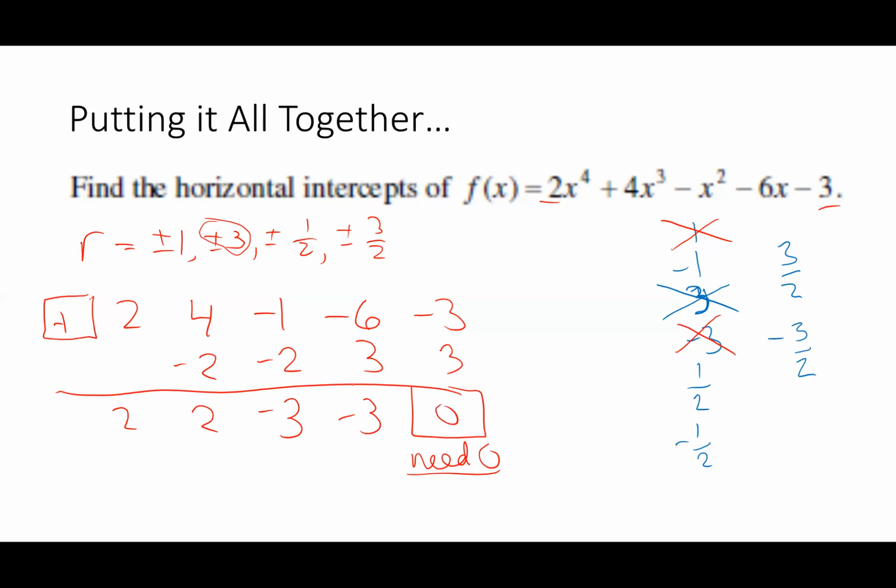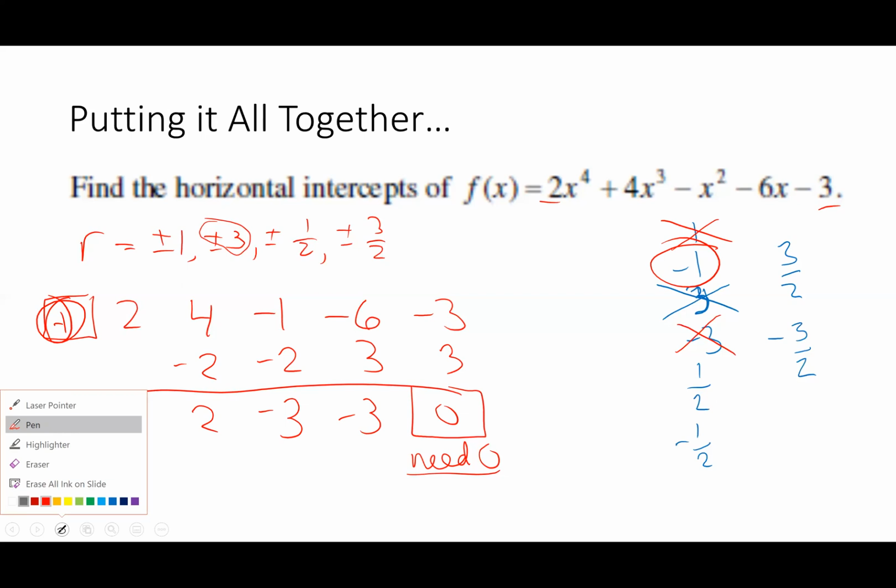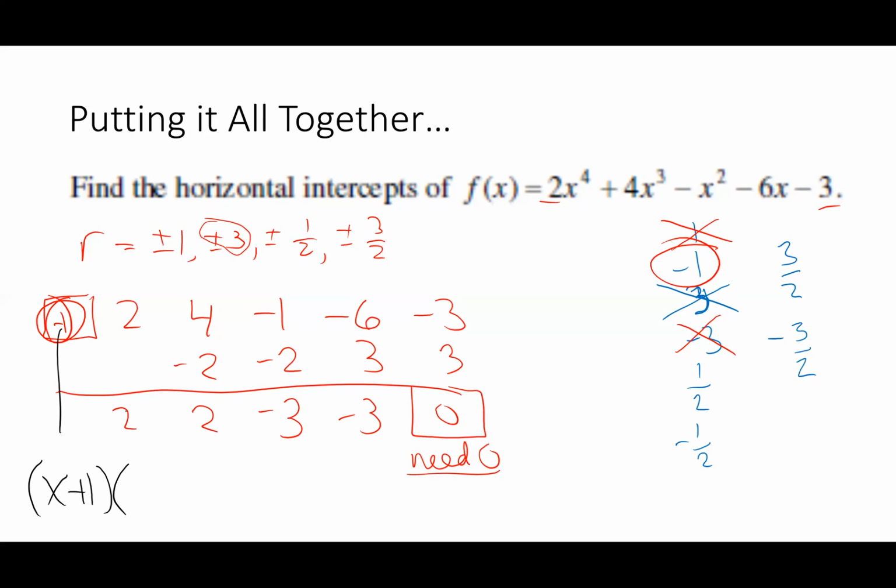Oh my gosh, that's it. We've got 1. That's tremendous. So here's what we've got. From here, I know that since -1 is a root, x plus 1 is a factor. And now from here, I've got the remaining polynomial. This was to the 4th, so now this is 2x cubed plus 2x squared minus 3x minus 3.